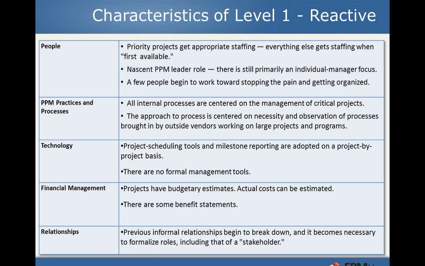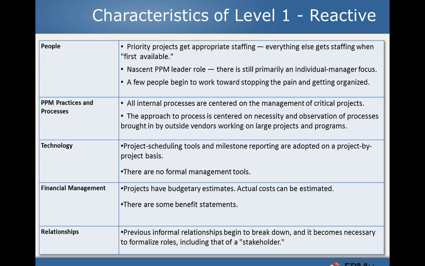So from a people perspective at level 1, the priority projects get appropriate staffing, but everything else gets staff first available, a little bit more loosey-goosey. There may not be a PPM leader role, or just an emerging one, so there's still an individual project manager focus. We're really focused on the individual project manager, not looking holistically at a portfolio of projects as we go through PPM. A few people begin to work towards stopping the pain and getting organized, but it might be a more informal effort where we don't have a PMO yet in place and things like that.